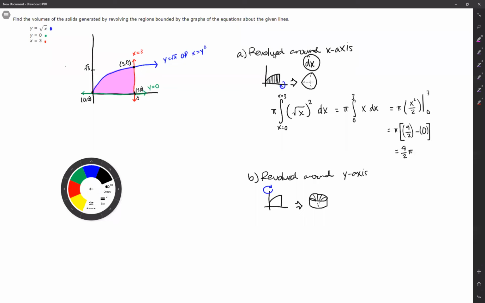Okay. But, knowing that we're revolving around the y-axis, and that for disks, our slices are perpendicular to the axis of rotation, those slices are going to be horizontal, which means that we're going to do this dy. Okay. So we set up the integral. In terms of y, our shape goes from a y value of 0 to a y value of square root of 3.